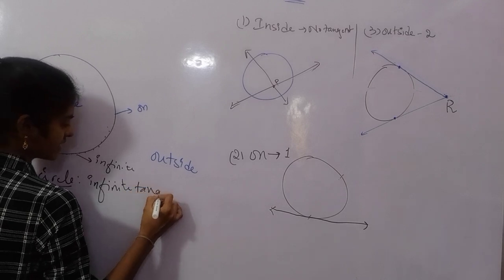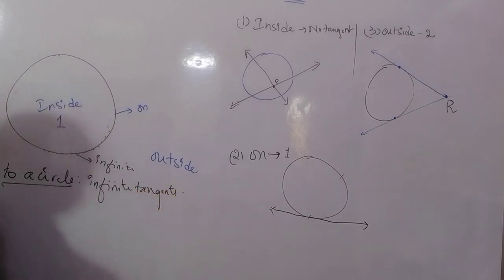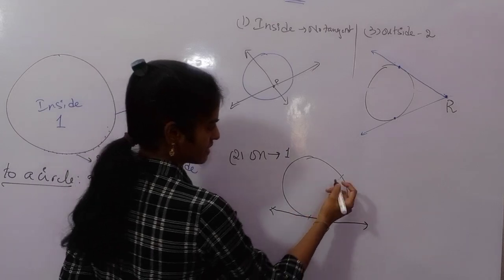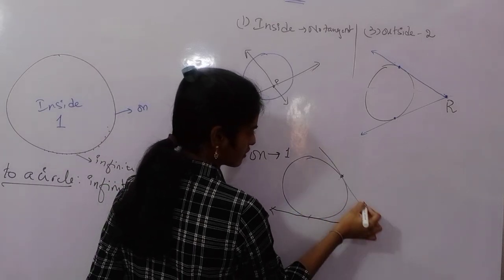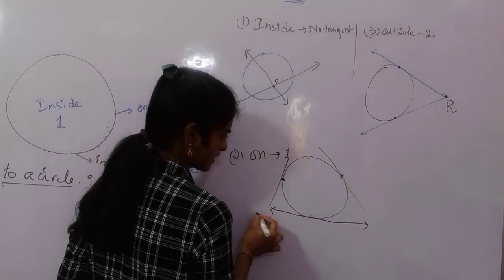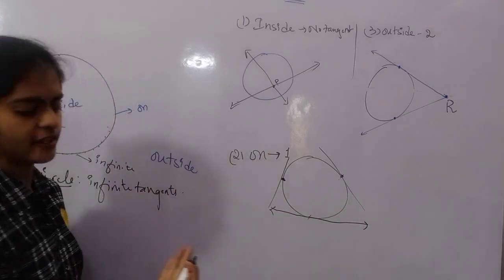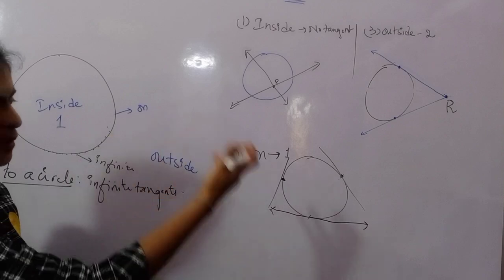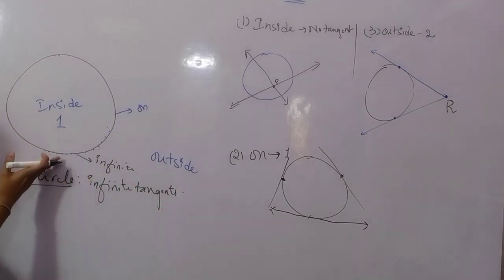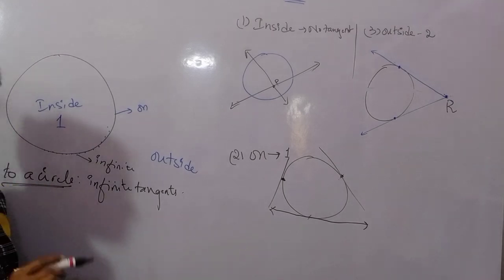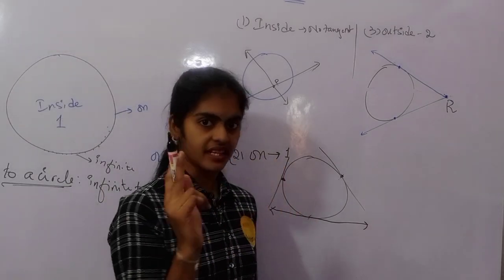Are you understanding this point? Suppose from this point I can draw one tangent. If I take one more point here, from this I can draw one tangent. If I take one point here, I can draw one tangent. So from every point on the circle I can draw one tangent. And how many points are there? Infinite points on the circle. So I can draw infinite tangents to a circle. From a single point I can draw only one tangent.